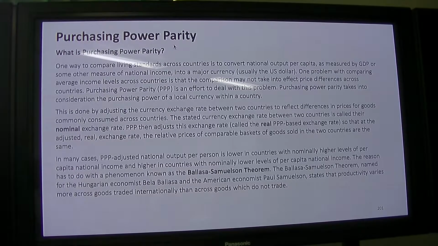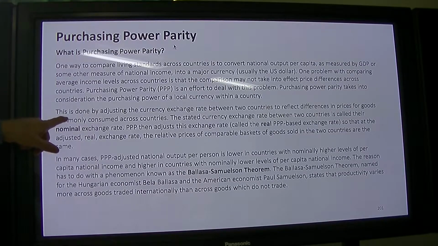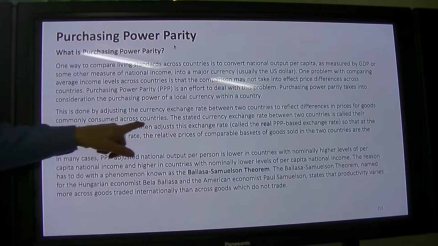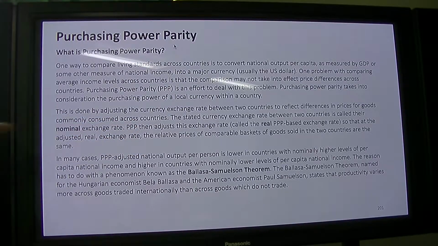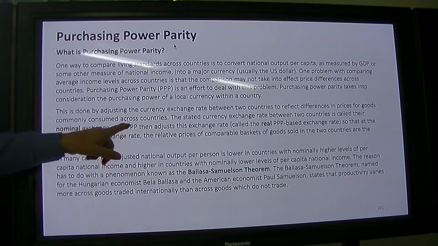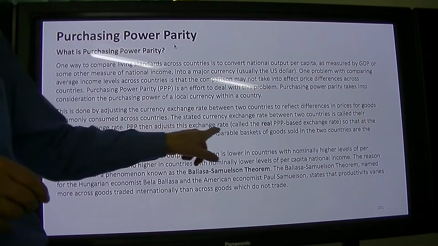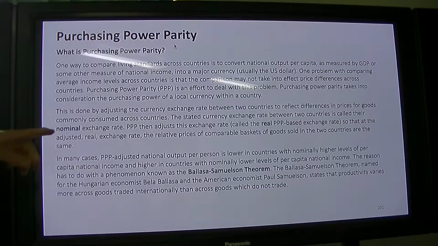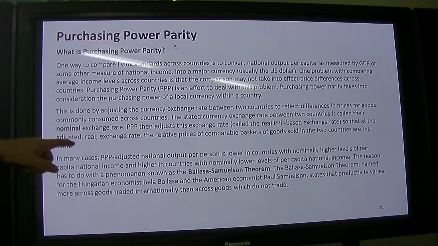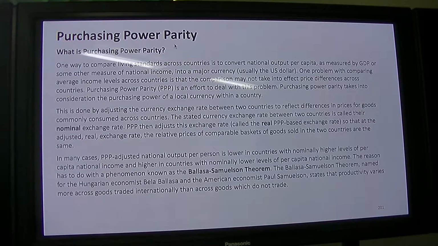You can live cheaply there. So what's done is adjusting the currency rate between countries to reflect the differences in prices for goods commonly consumed across countries. The stated currency exchange rate is called the nominal exchange rate, and purchasing power parity adjusts the exchange rate, and it's called the real PPP-based exchange rate. So with the adjusted real exchange rate, the relative prices of comparable baskets of goods sold in the two countries are the same.